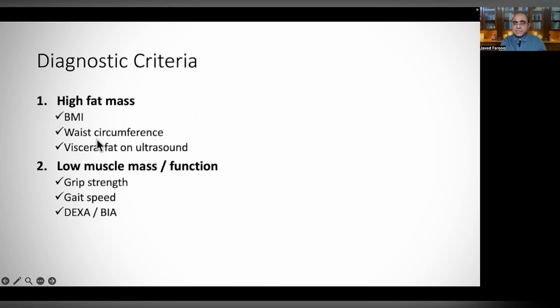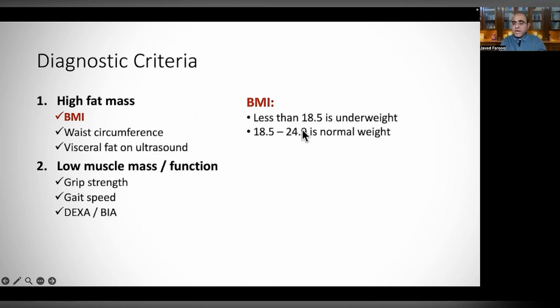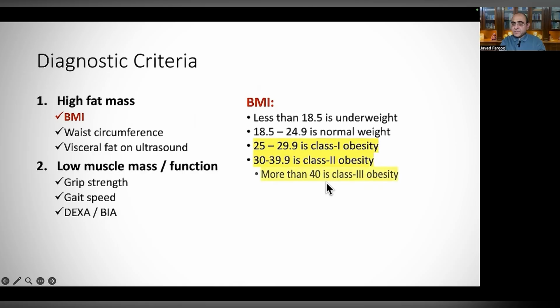Let's understand the different components of this diagnostic criteria. First, high fat mass is determined by the BMI. We know less than 18.5 BMI is underweight. 18.5 to 24.9 is normal weight, while 25 to 29.9 is overweight. 30 to 39.9 is class 2 obesity, and more than 40 is class 3 obesity.